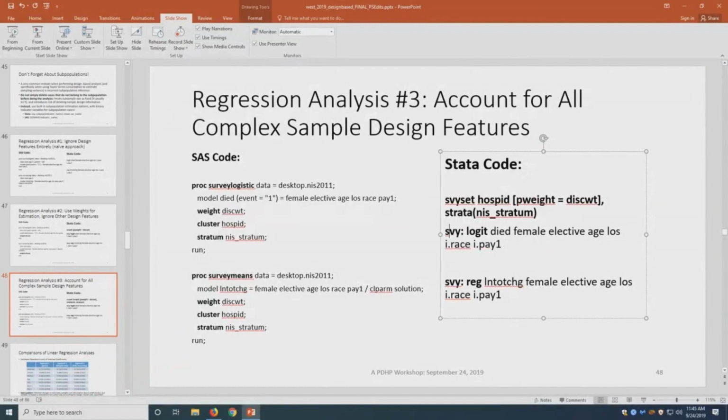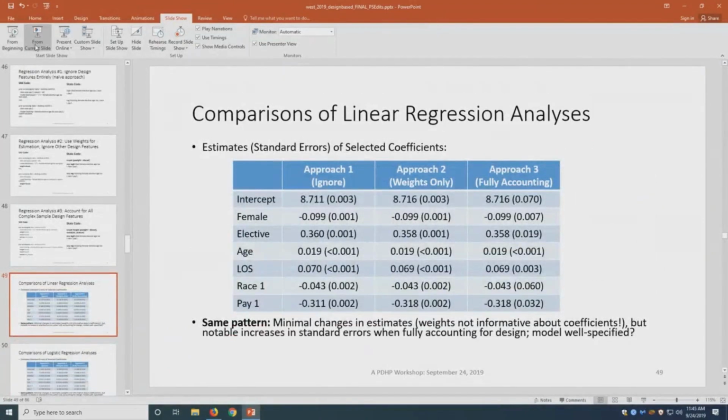Okay, other questions about this code here? Jen, any questions on the chat? Okay, so we'll finish up this example and then we'll take a break here. Let me get back to the main show.